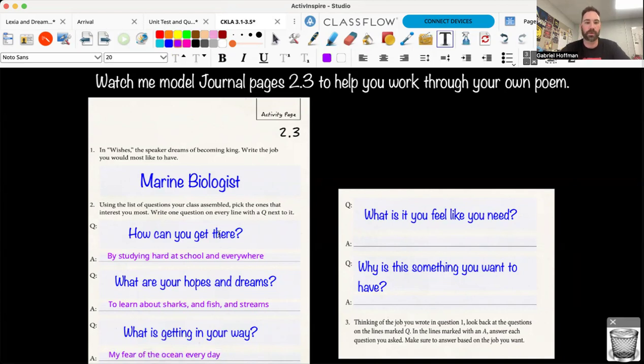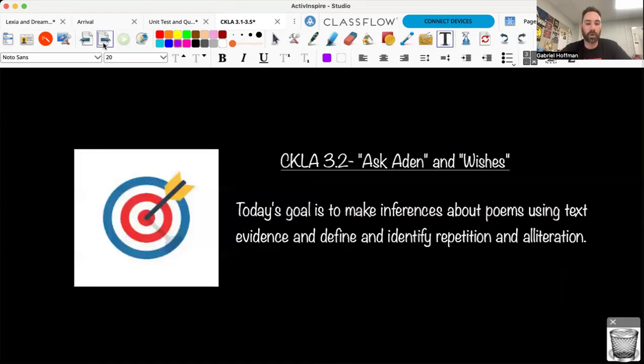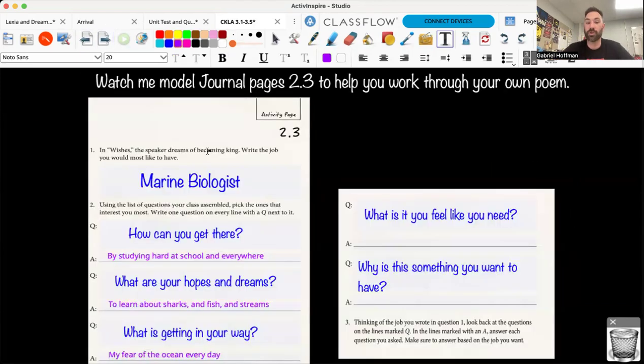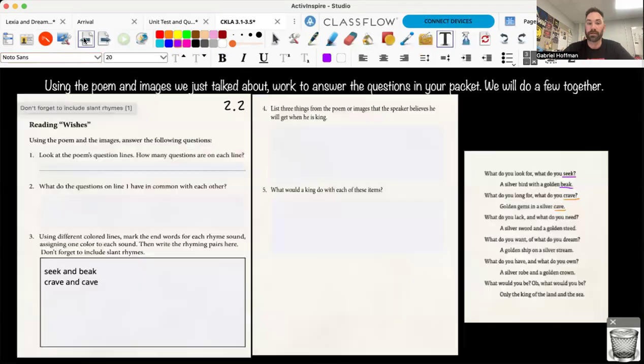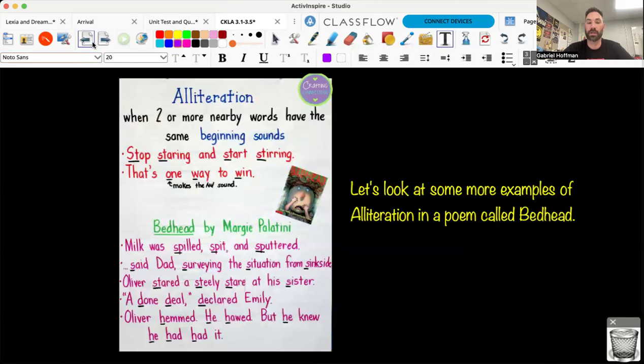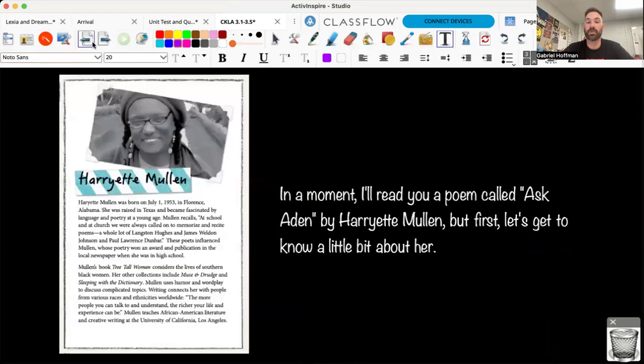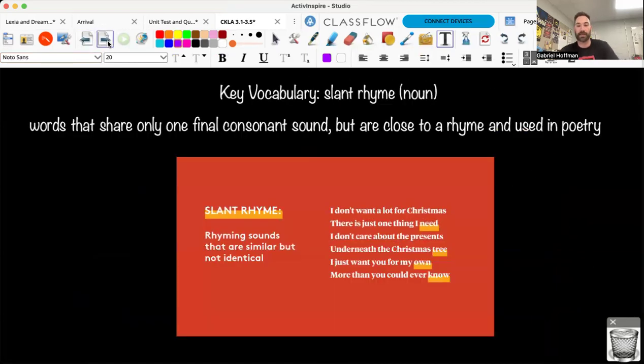So as a reminder, our goal was making inferences about poems using text evidence, defining and identifying repetition and alliteration. We did those things today. If you need to go back and rewatch them as you're doing your work, you can. I want to give you a quick reminder that you need to do 2.3, 2.2, and 2.1 all. You're going to turn those in to your teacher tomorrow after the e-learning day.